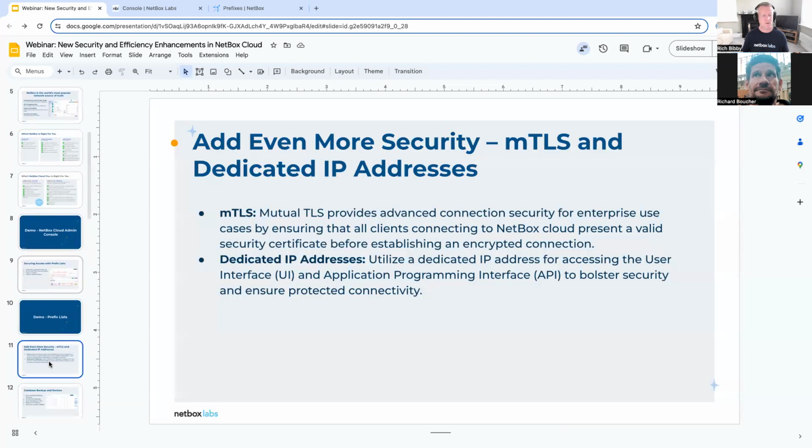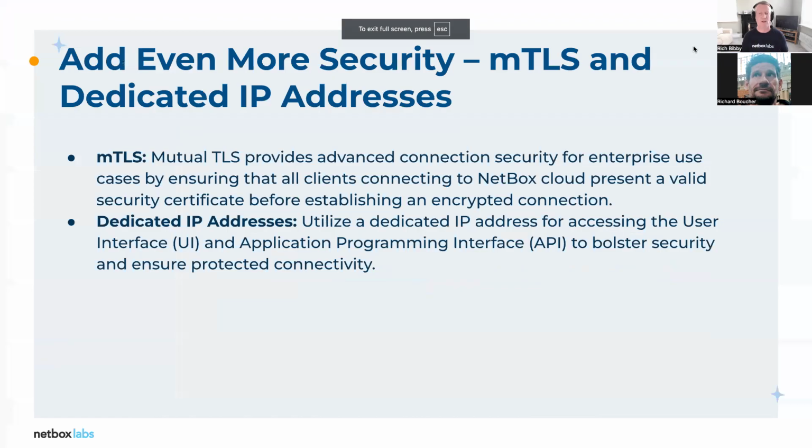Now there's a couple of things I just wanted to mention. I can't demo these at the minute because you'd have to request these are set up for you. But just to make you aware, there are some extra security features that you can enable. You can add even more security by using MTLS and dedicated IP addresses. Mutual TLS is an advanced connection security for enterprise use cases, ensuring that the clients that connect to NetBox present a valid security certificate. So it adds even more security to your connection to the NetBox Cloud instance. We can do that for you, and you can also have dedicated IP addresses.